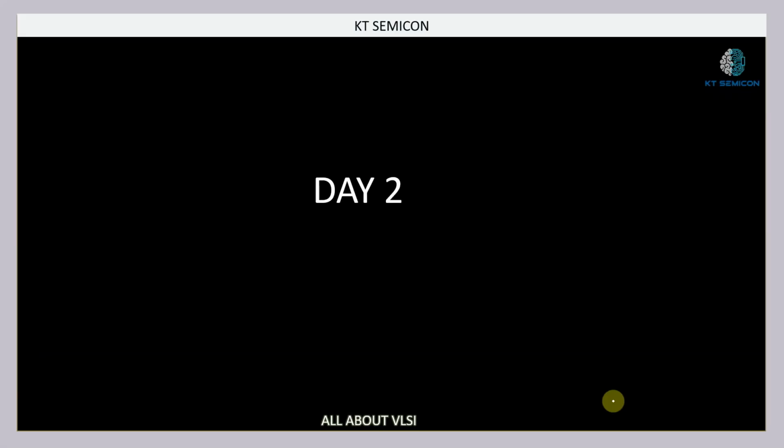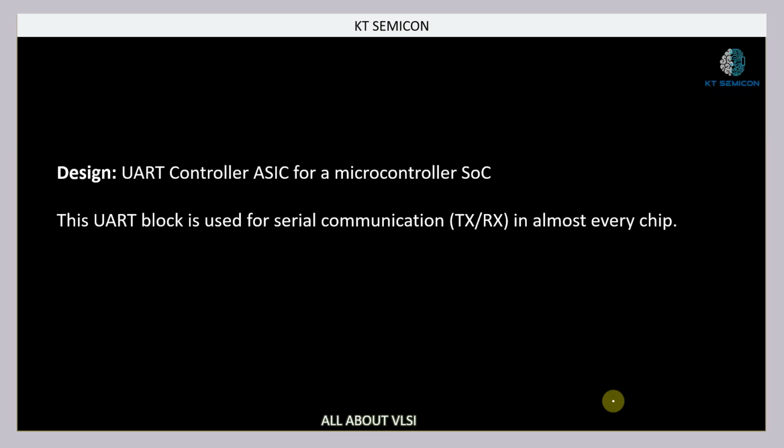Now, in day two of this FPGA design course, we are first going to see the ASIC design flow. We will see one example, one particular design, and for this design we will see how to perform the ASIC design flow. Instead of just seeing the steps, we are going to take one example. Now, what is this design, sir? It's a simple design. We need to design a UART controller ASIC for a microcontroller SoC.